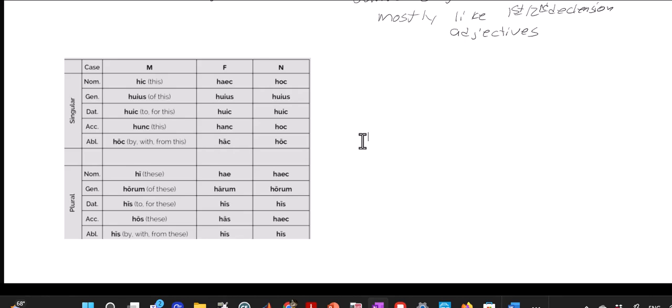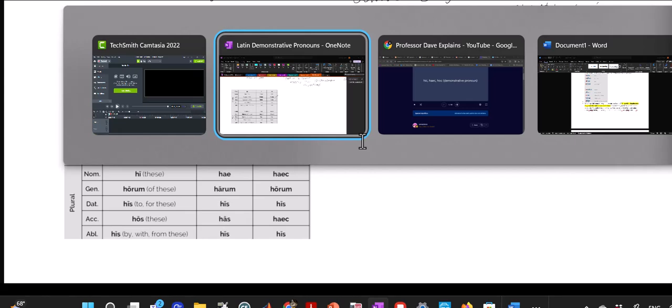And notice that the genitive singular ends in ius, and the dative singular, oh, I said it ended in i. You'll see huic here ends in uic, and not in i. So hic, haec, hoc is a little bit different. The others are all going to have more similar endings. So let's get illud now.